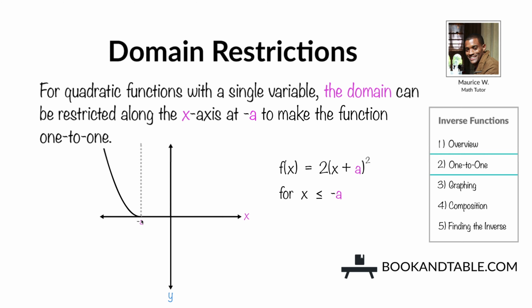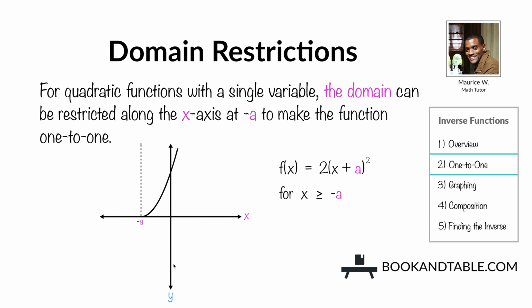So let's say we restricted the domain for x's less than or equal to negative a. This would be the result. And if we reflect this across the y is equal to x line, this is what the inverse function would look like. And since we've restricted the domain for f of x up here, the inverse function can now pass the vertical line test, making it a function.